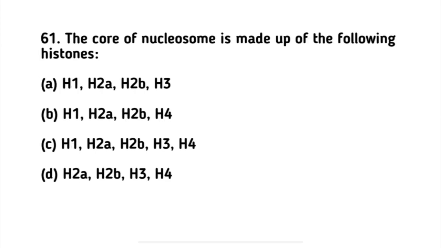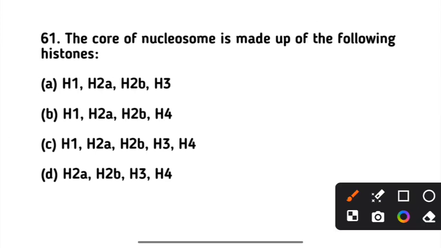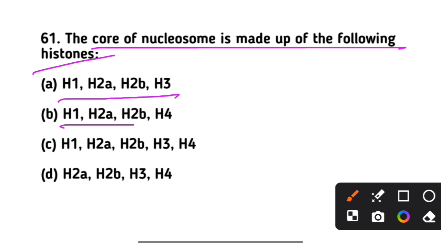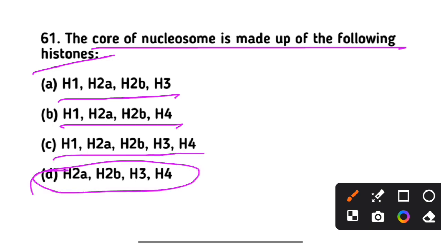Next, the core of nucleosome is made up of the following histones: H1, H2A, H2B, H3; H1, H2A, H2B, H4; H1, H2A, H2B, H3, H4. Option D is correct, H2A, H2B, H3, H4.